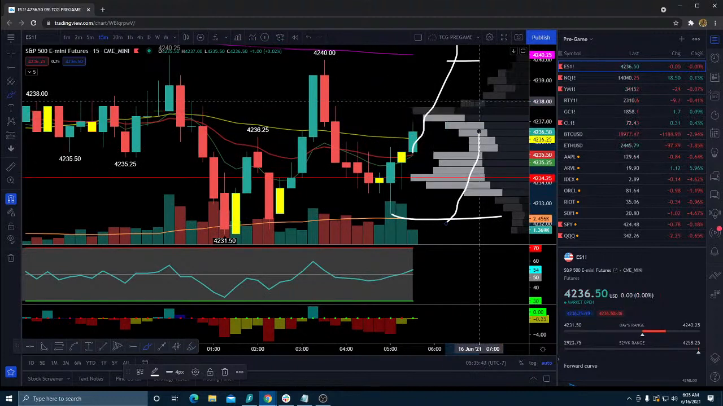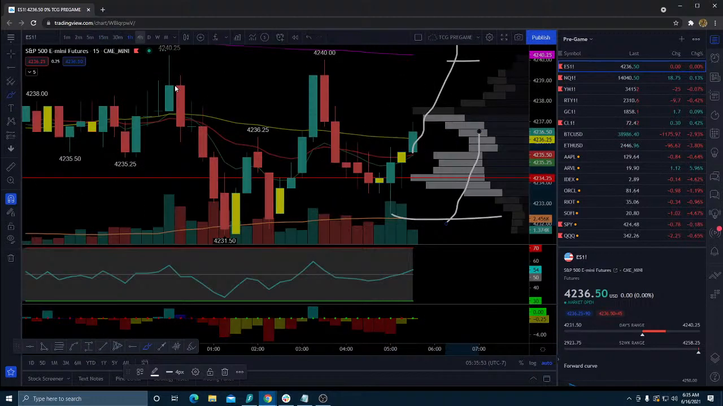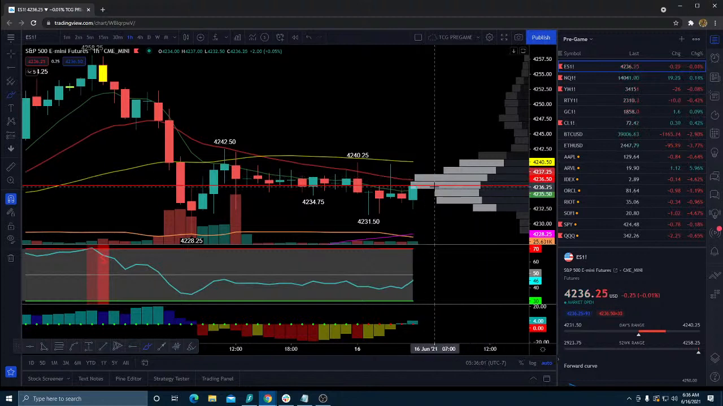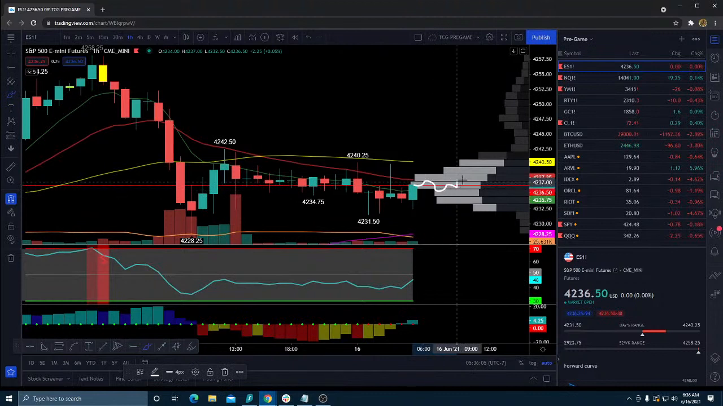I hardly ever keep this on my chart, but I like to have it on my chart to see where the magnet is. And right now the magnet on the hourly is at 4237. It's 4236.50. This is the VPOC, the volume point of control. This is where the most volume has gone off at this level for the hourly chart, 4237.